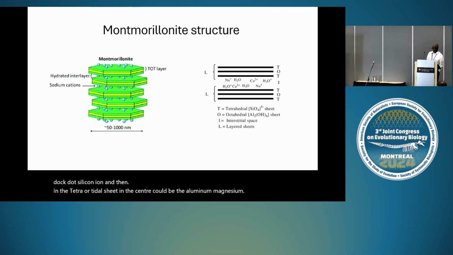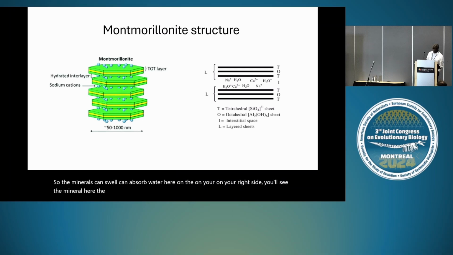So the minerals can swell, can absorb water. Here on your right side, you'll see the mineral, the different sheets, and then you have the layers. In between, in the interlayer regions, you have a lot of water, and you have a lot of cations, sodium and calcium, so they can swell. During the wet and dry cycles that they can have in hot springs, they can swell, and it is in the interstices, in the interlayer regions of the minerals, that we suggest those autocatalytic nucleoprotein systems were formed.